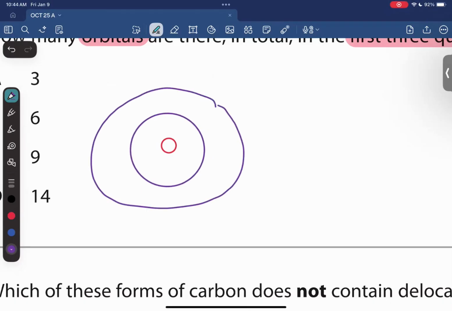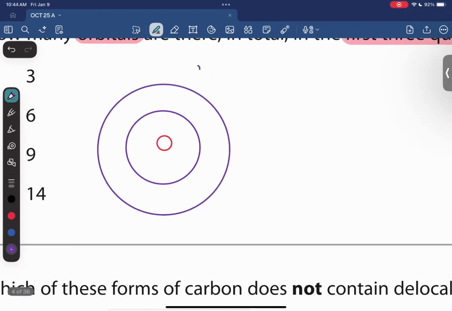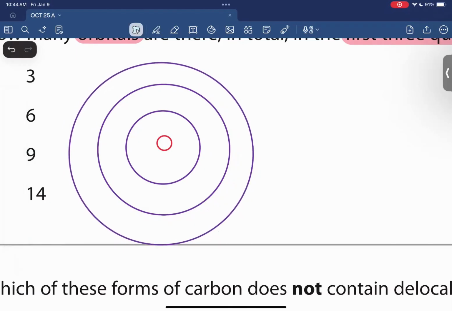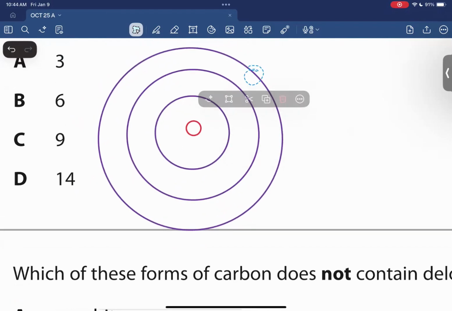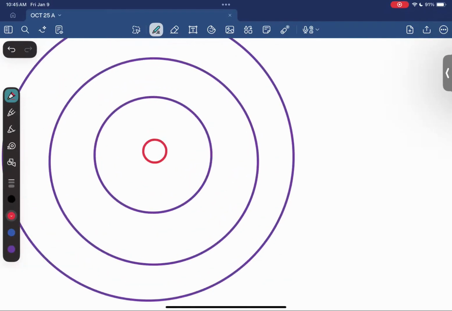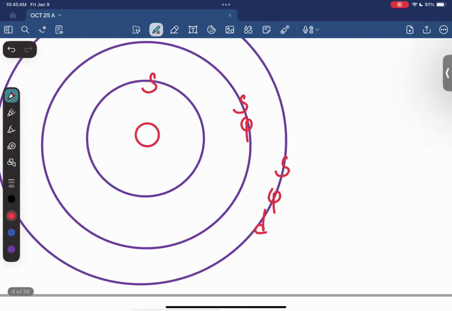First, second, and third shell respectively. In the first we have S, in the second we have SP, and in the third we have SPD, right?